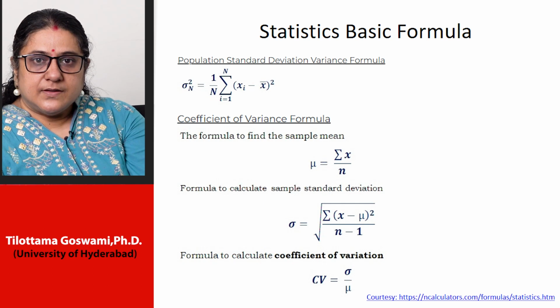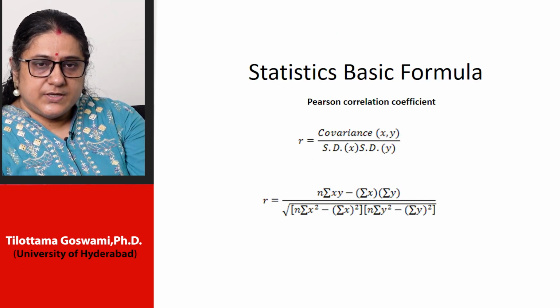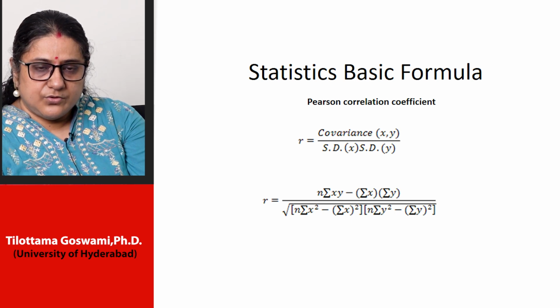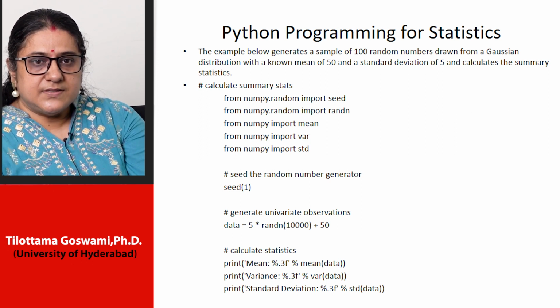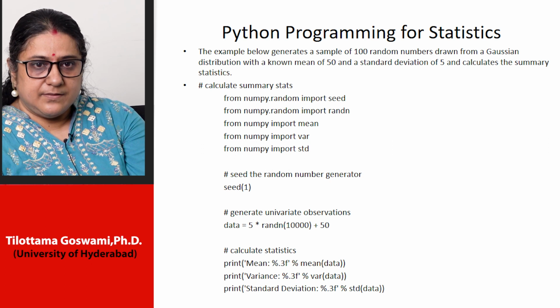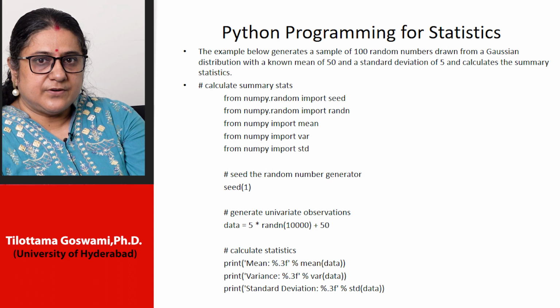The statistics basic formulas: population standard deviation, variance formula, then coefficient of variation formula, Pearson's correlation coefficient, and how to compute covariance. This is Python programming for statistics, where we can get the mean, variance, standard deviation from the NumPy package. The problem here generates 100 numbers from a Gaussian distribution with a mean of 50 and a standard deviation of 5 and calculates the summary statistics.